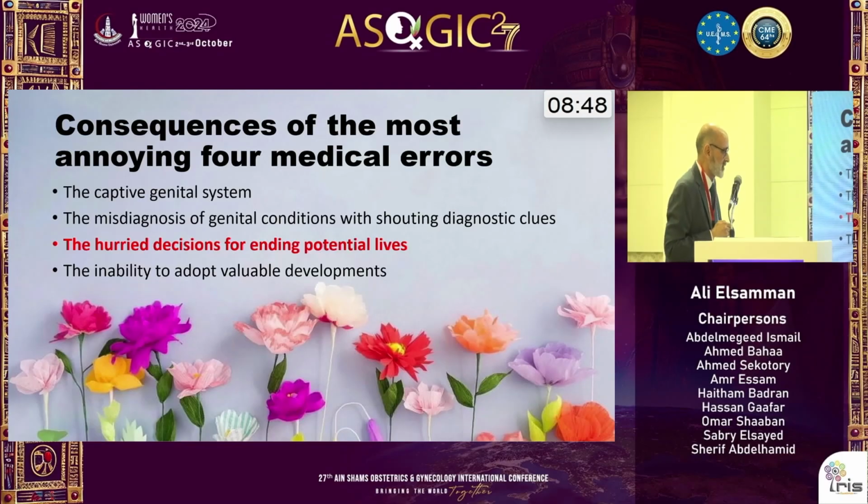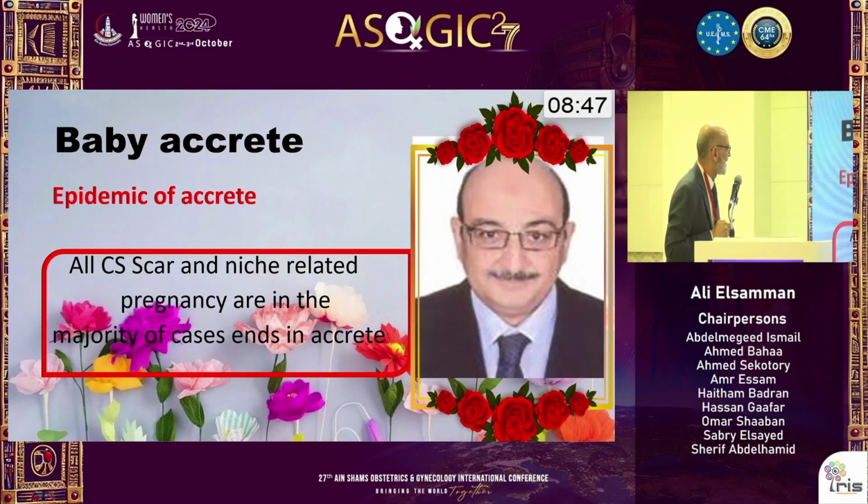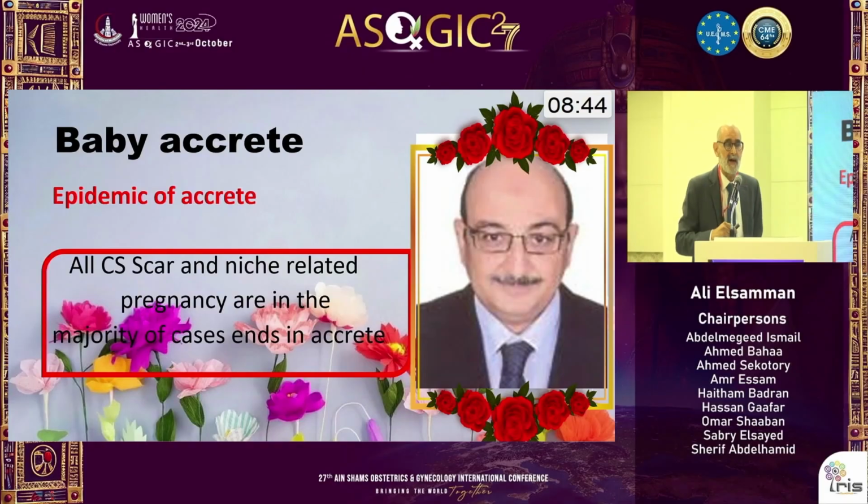The hard decisions for ending potential lives are one of the consequences of medical errors. An example of this is the niche pregnancy and cesarean scar pregnancy. Most cases of placenta previa and placenta accreta were cesarean scar pregnancy. How many babies are born nowadays from placenta accreta? They all were cesarean scar or niche-related pregnancies. So the hard decision of terminating a pulsating fetus with this condition is ending a potential life.